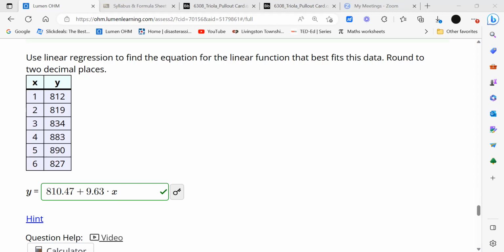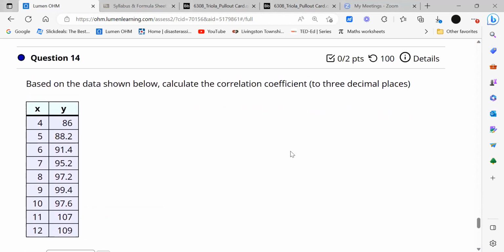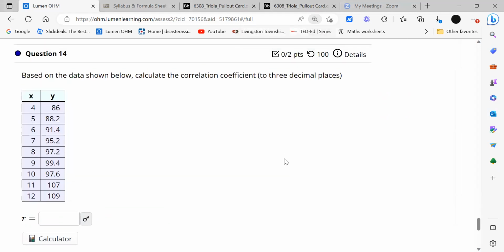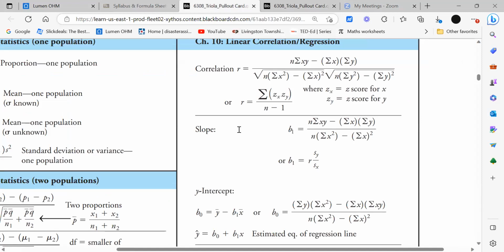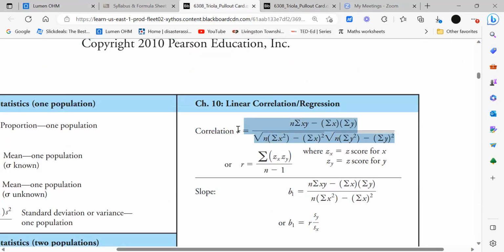All right, so we're gonna move on to the next question. This is question 13, right? Let's move on to question 14. Still we get a big data set, and we also want to find out the correlation coefficient r. So one more time, what formula are we using? This formula here: n times total of xy minus total x times total y, over the square root on the bottom.